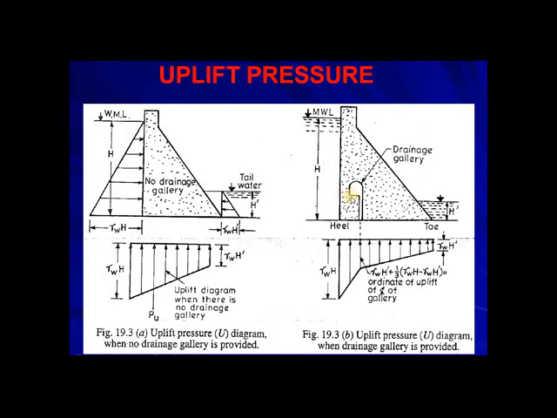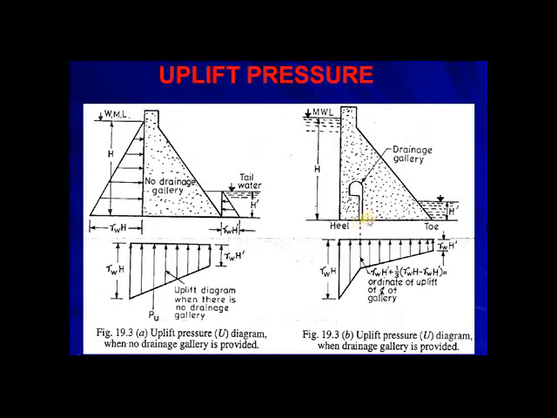If there is a drainage gallery, then uplift pressure will be divided into two components. One component will be at this point, because we also study the maximum pressure at this point is gamma WH. So the first line of uplift pressure will be equal to this one, gamma WH, and next it will be decreasing, and from heel to toe, at this point the gamma WH will be converted into gamma WH dash.